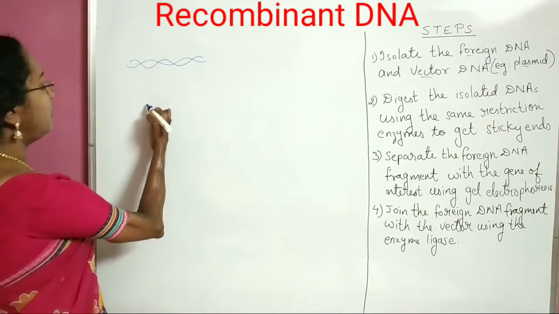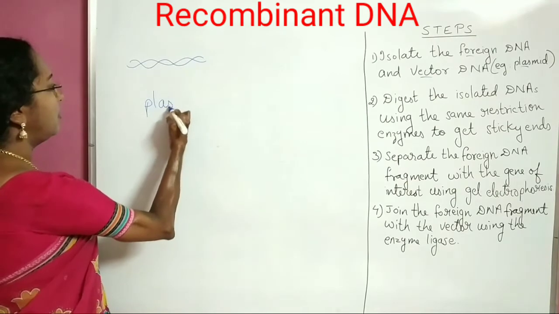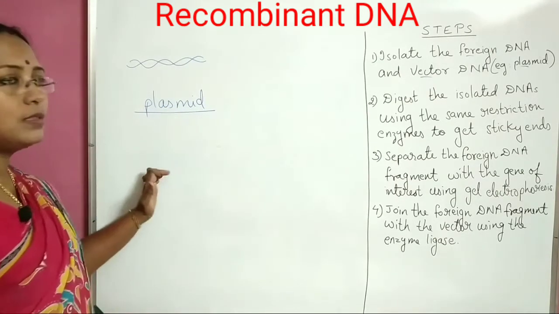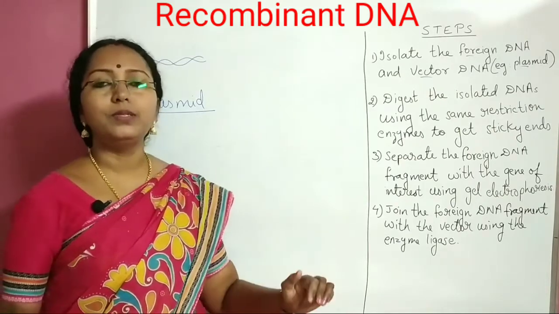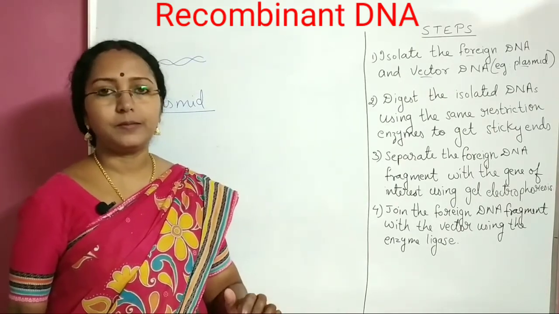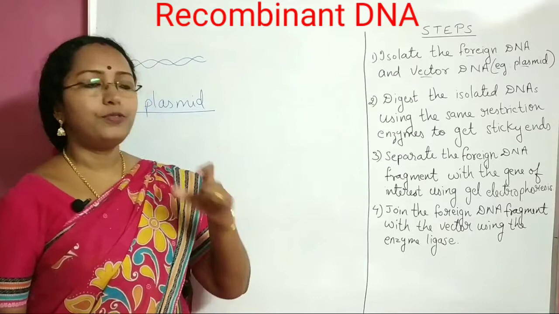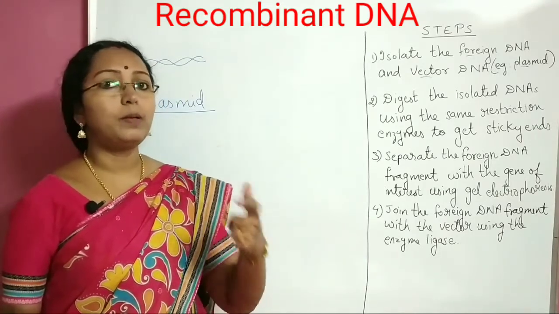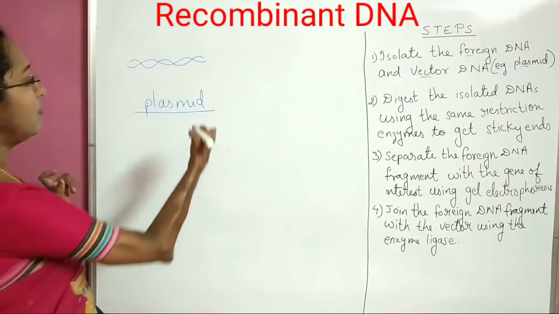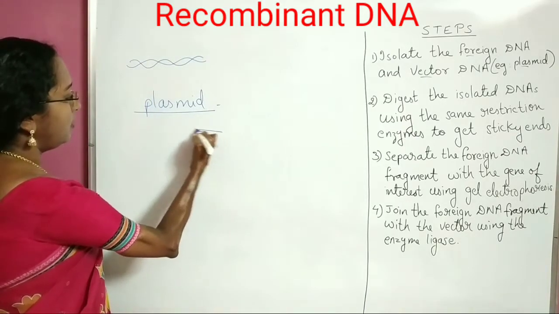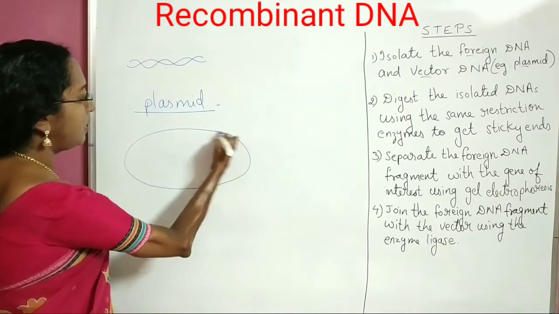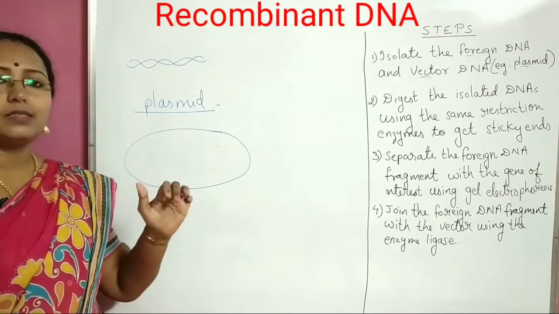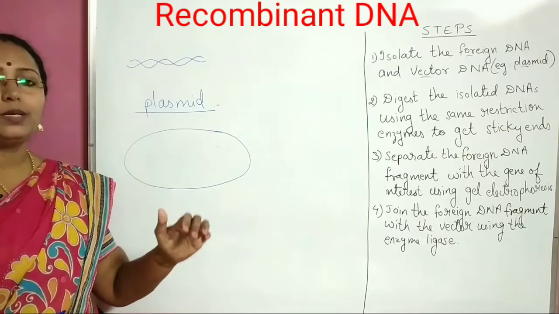So let me just tell you what a plasmid is. This is very important for you in this CBSE examination. Often its definition or its features are asked. So let us see what a plasmid is. Plasmid is usually found inside a bacterial cell or a prokaryotic cell. In few cases it is also found inside eukaryotic cells.